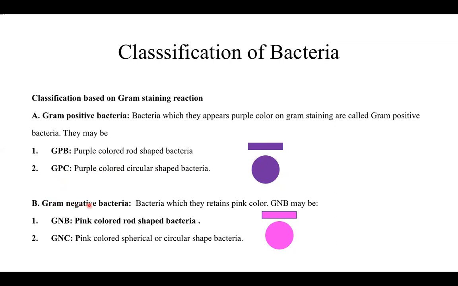And what are the Gram negative bacteria? The Gram negative bacteria are also further classified based on their shape and the color they retain. Those bacteria which retain the color of the counterstain, that is pink color, and if their shape is rod shape, are known as Gram negative bacilli. If they appear circular or spherical or round on Gram staining, then they are known as Gram negative cocci.